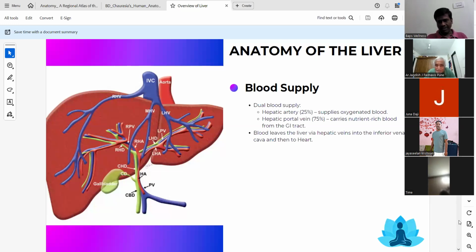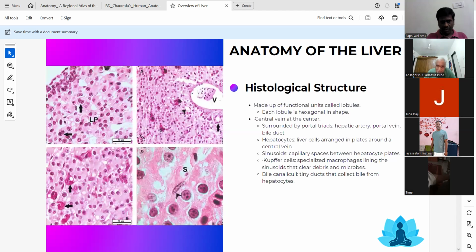The blood leaves the liver via hepatic veins and gets into the inferior vena cava, and then it enters into the right atrium of the heart. This is in brief about the anatomy, the location and all. Before coming to the histology, histology is about the cell structure, we will see some detailed pictures from the book of B.D. Chaurasia.